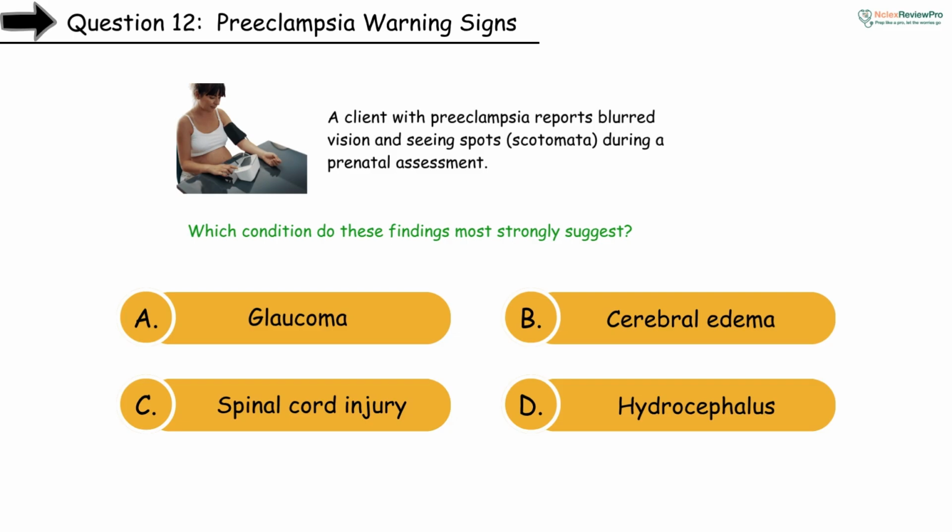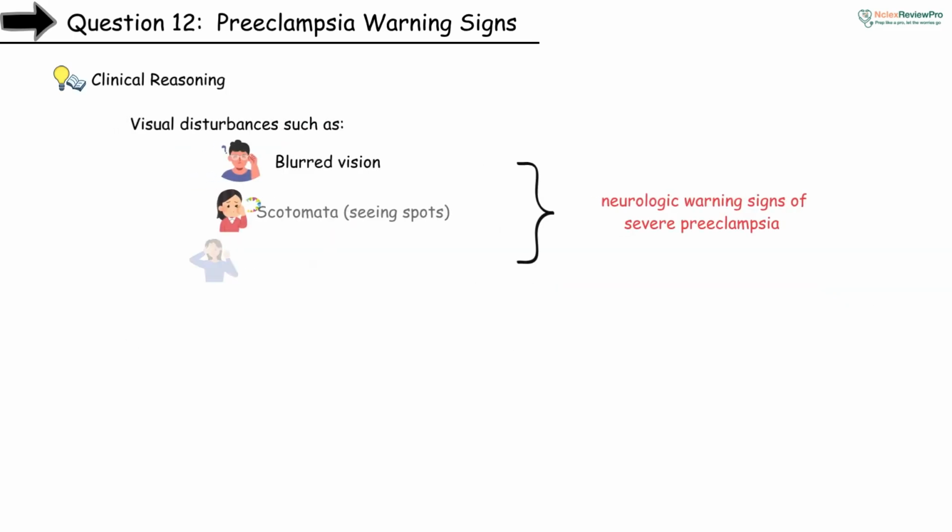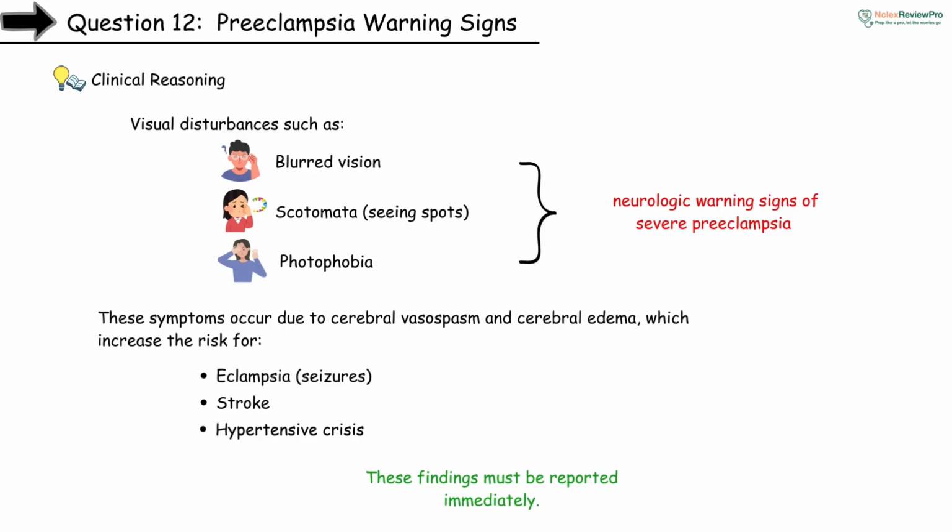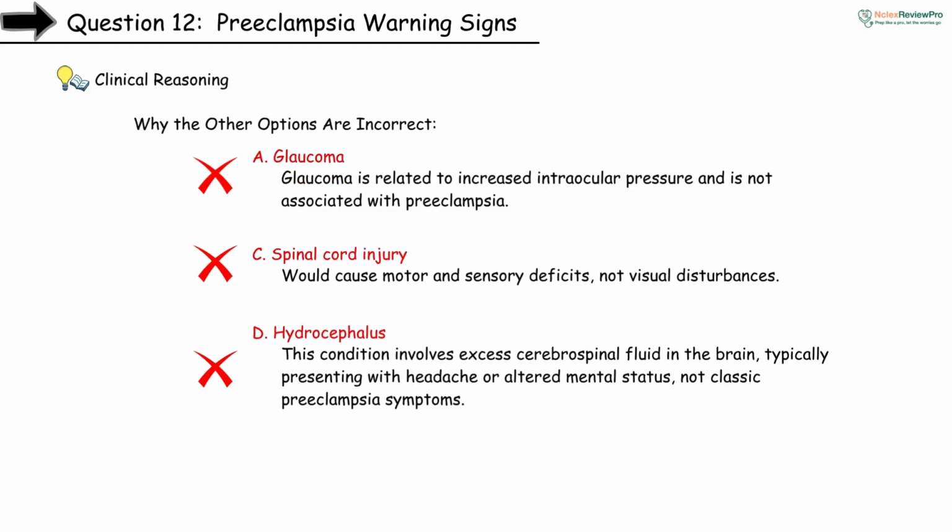The correct answer here is option B. Let's break down why this is correct. Visual disturbances such as blurred vision and scotomata are classic neurologic warning signs of severe preeclampsia. These symptoms occur due to cerebral vasospasm and swelling of brain tissue, which is cerebral edema. And this is not just a symptom, this is a warning. It tells you that the condition is progressing and the client is at risk for serious complications like seizures, stroke, or hypertensive crisis. Now let's see why the other options are not correct.